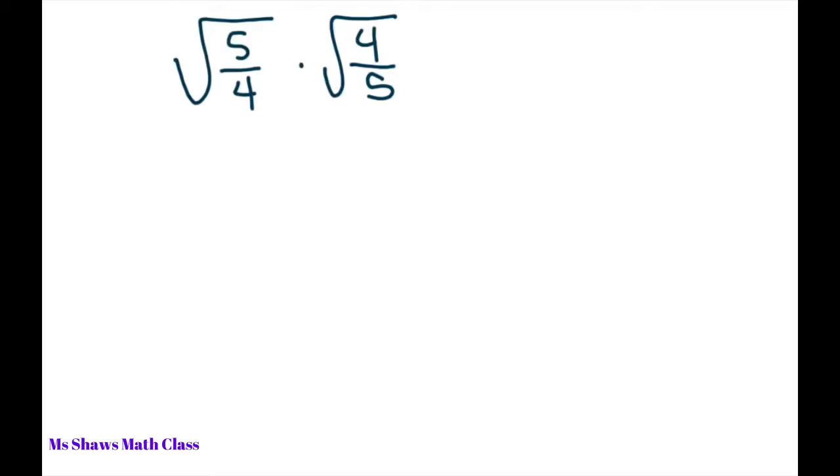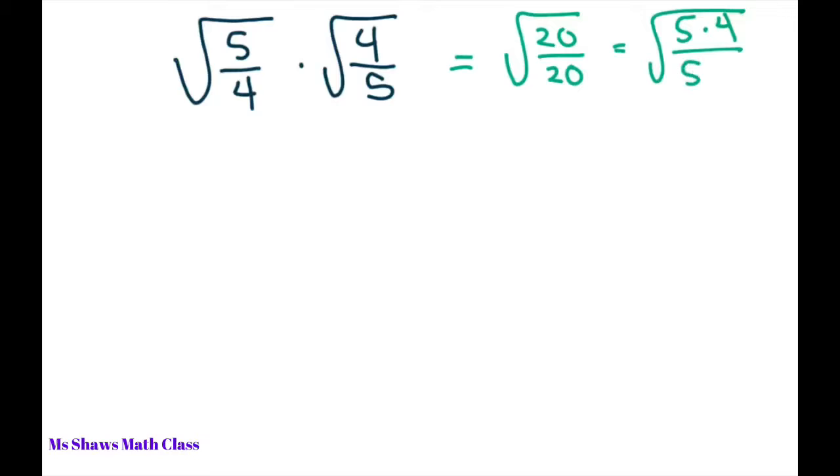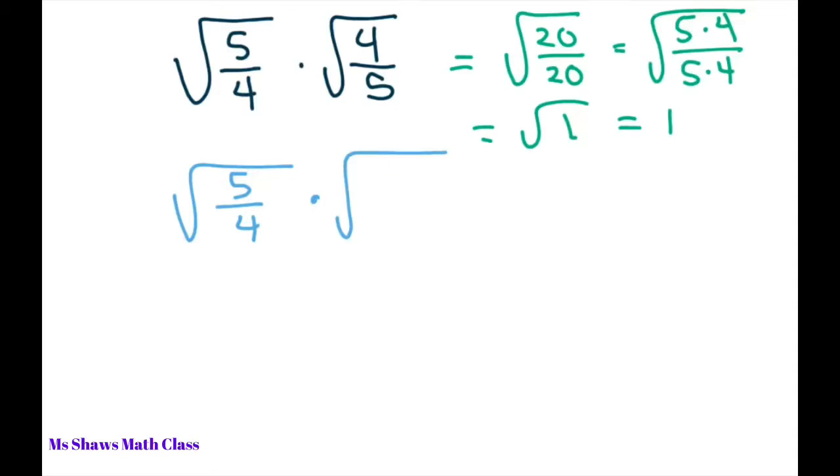All right. So this one's going to be square root of 20 divided by square root of 20. If you put it together, meaning what I did is I did 5 times 4 divided by 5 times 4. And that just equals 1. Square root of 1 equals 1. So let me change this up a bit. I want to do 5 divided by 4 times 3 divided by 5. How's that? So it makes it a little more interesting.